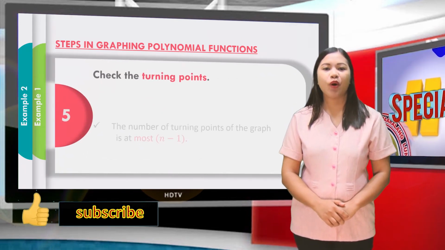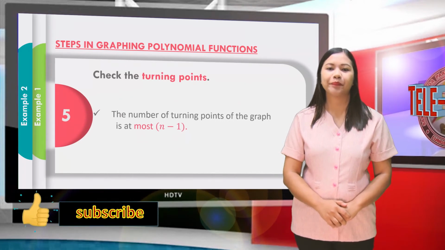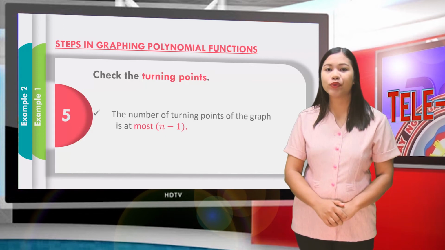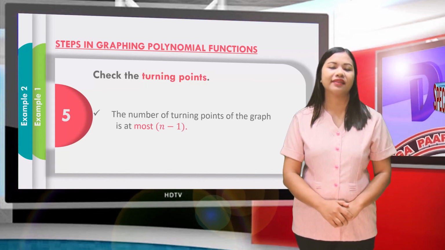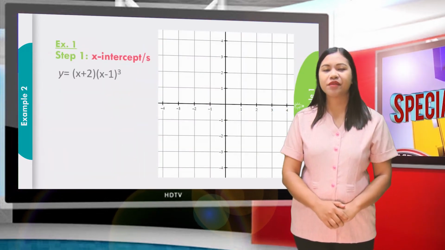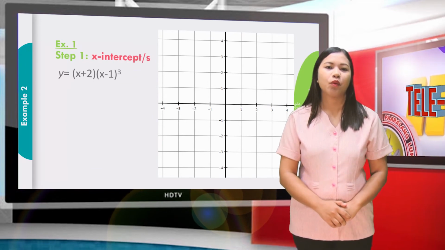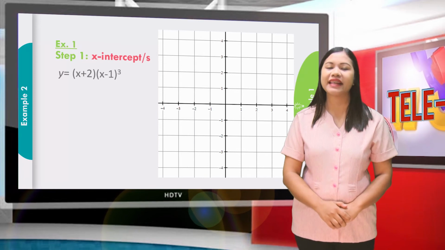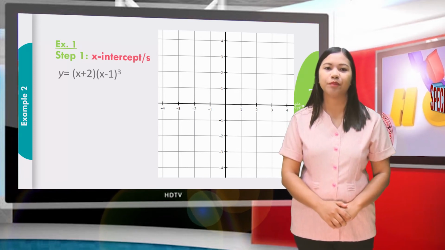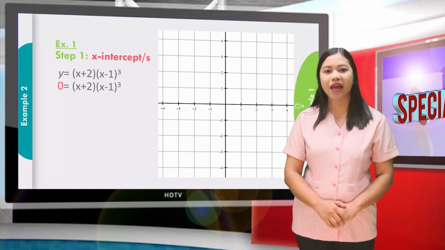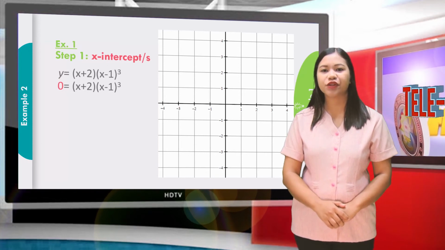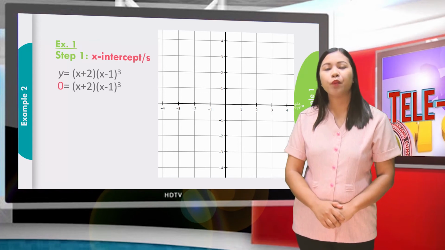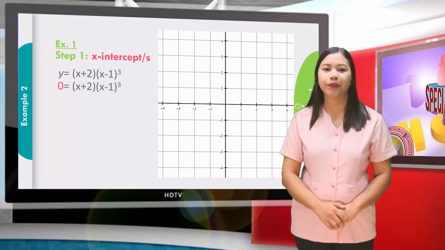To check the turning points, use this formula. The number of turning points is at most n minus 1. Consider this first example. Y is equal to quantity x plus 2 multiplied by quantity x minus 1 cubed. Again, the first step is to find the x-intercepts. Since it is already in factored form, we can now let x be equal to 0.